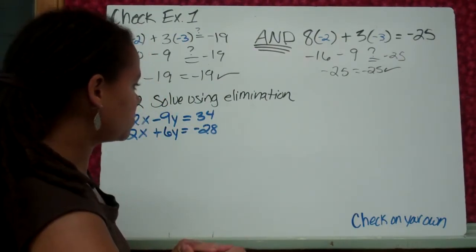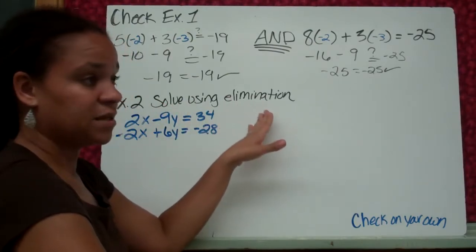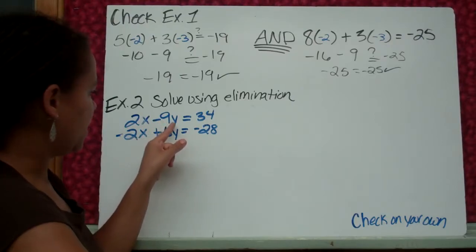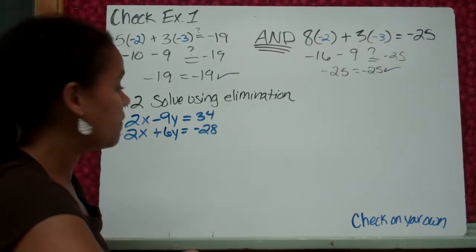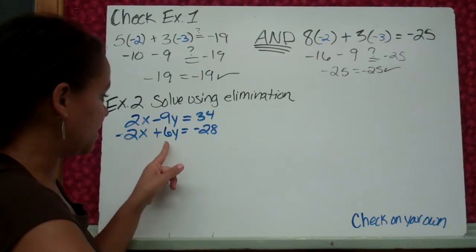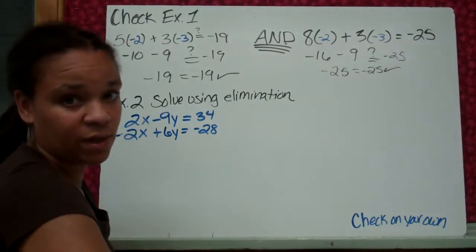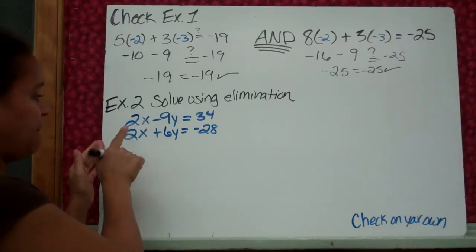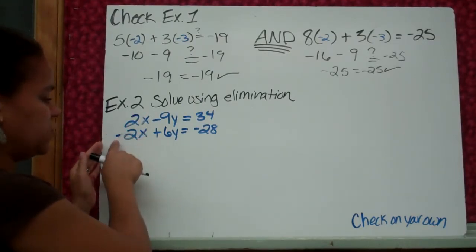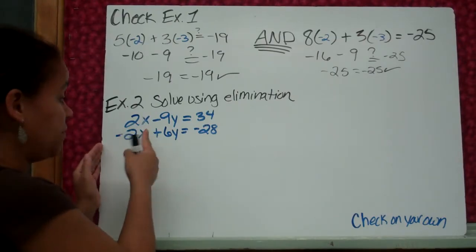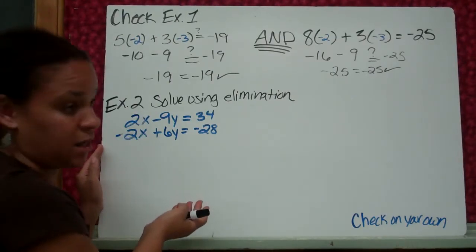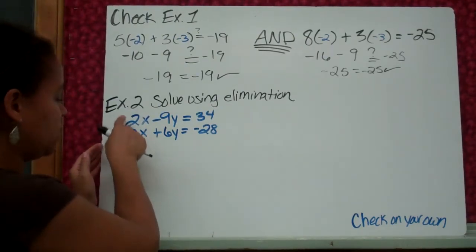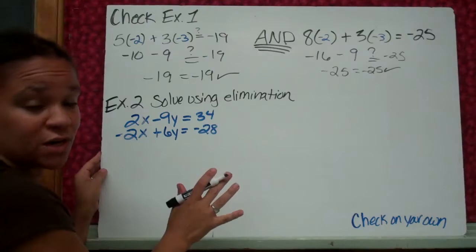Example 2, we're going to solve using elimination as well. So here we have 2x minus 9y equals 34, and we have negative 2x plus 6y equals negative 28. So here, look, the first step said to make sure we have same coefficient, different signs. So this is easy. I can see immediately which one I'm going to eliminate, because this is negative 2, that's positive 2. I don't even have to change any of my equations.